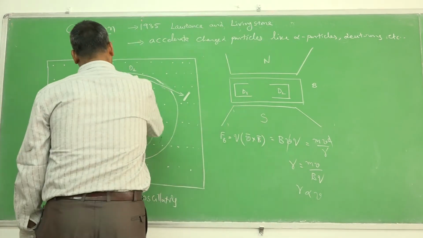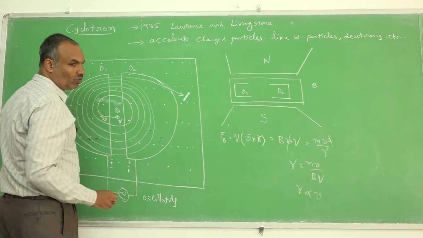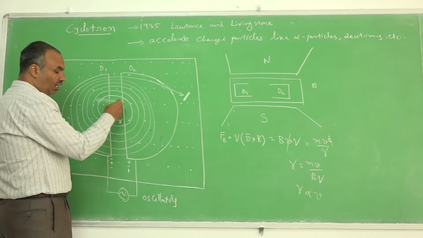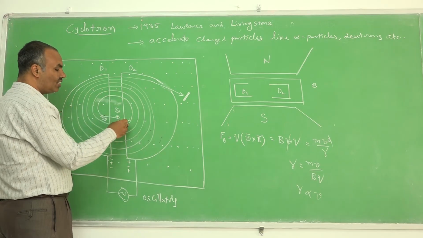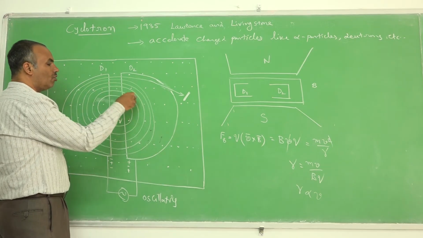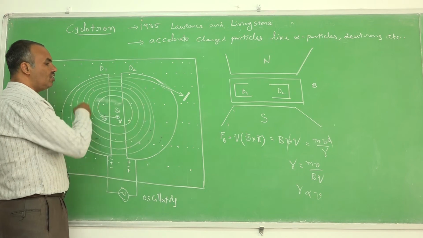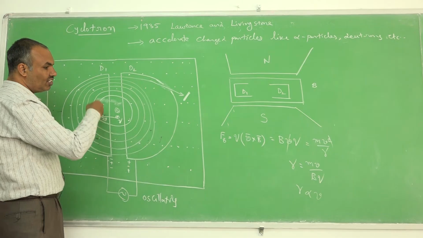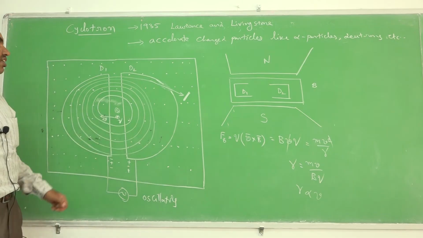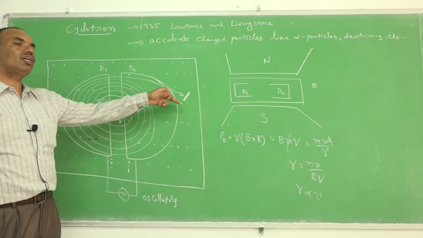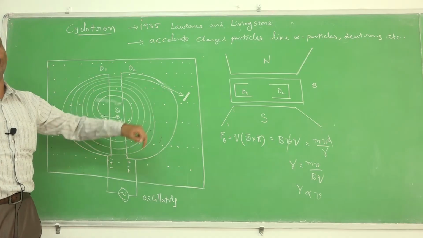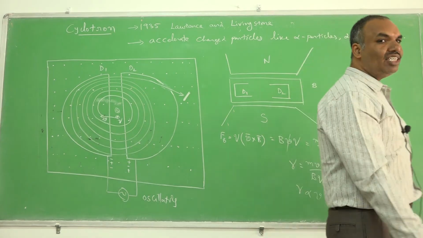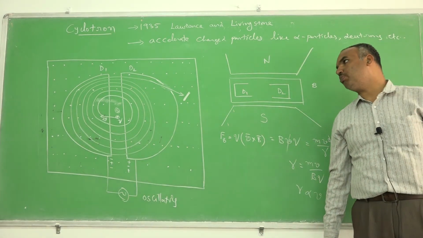So in every rotation, the particle is accelerated two times. The particle is accelerated first by this D, next by this D. As it is getting accelerated, its velocity is increasing, therefore the radius of the path followed by it is also increasing. So continuously it is making a number of rotations, and as velocity is increasing, its kinetic energy is increasing. So it is going to hit the target with very high speed.